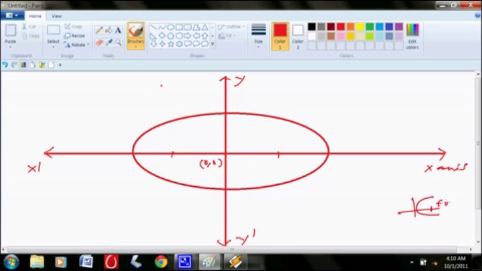this point was called focus. Now in case of an ellipse, there are two foci. One is here, one is here. Thereby we have two latus rectum, and obviously there will be two directrix.